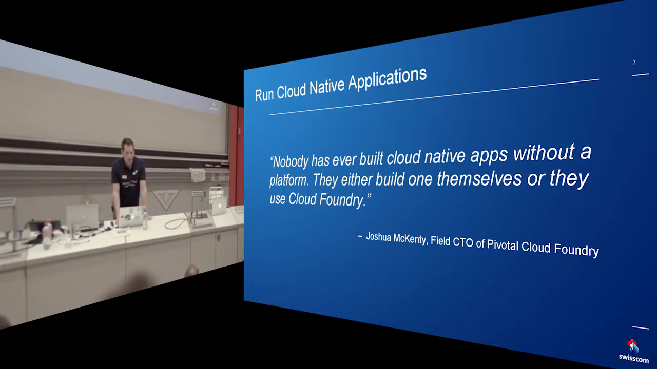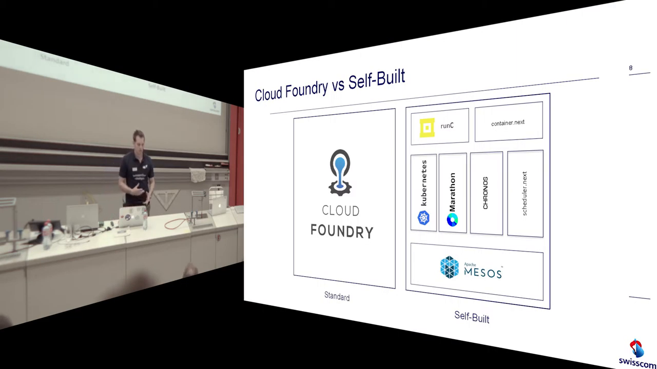So why do they use Cloud Foundry? Let's check here the platform as a service. On the left side, the industry standard with Cloud Foundry, and on the right side, your self-built solution. The self-built solution could look like this: you have something underneath, like Mesos, to orchestrate and interact with the infrastructure. On top, a scheduler like Kubernetes or Marathon, or whatever. And your container technology, your container runtime on top, like runC or whatever else.